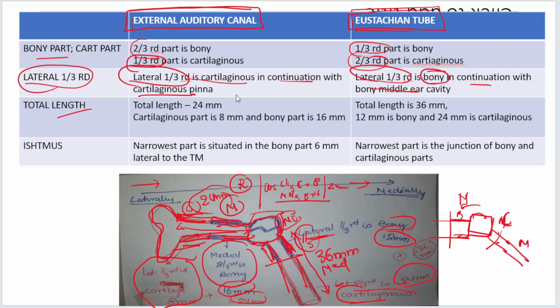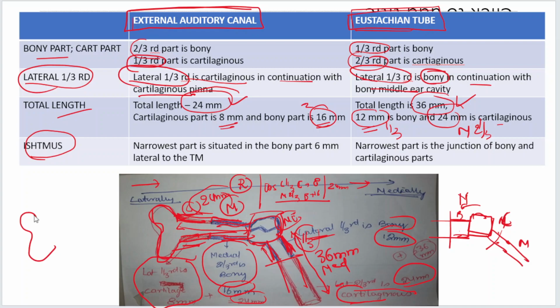Okay. The total length of the external auditory canal is 24 millimeters. Total length of eustachian tube is 36 millimeters. So eustachian tube is longer compared to the external auditory canal. Cartilaginous part is 8 millimeters. Bony part is 16 millimeters. Here this is the opposite. Bony part is smaller here. Bony part is 12 millimeters. Here the bony part is 16, 2/3. Okay. Bony part is 1/3 bony, and the medial 2/3 is cartilaginous. Isthmus.